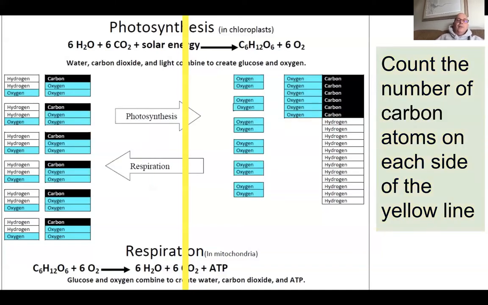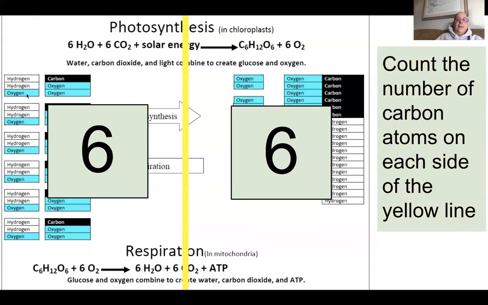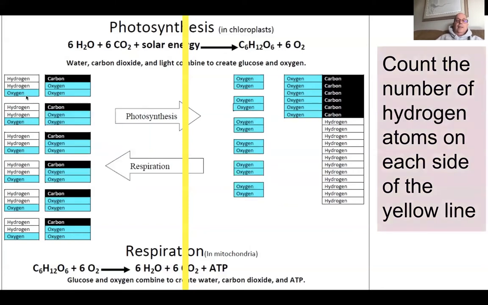How about the carbons? These are the black ones. How many carbons on the left? How many carbons on the right? Did you count 6? Again, we didn't create any atoms. We didn't destroy any atoms. Law of conservation of mass. And finally, would you count the number of hydrogens? These are the white atoms in our model here.